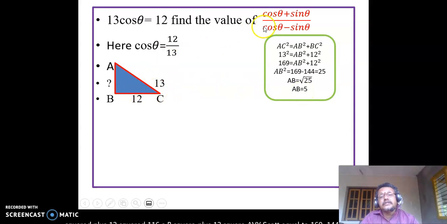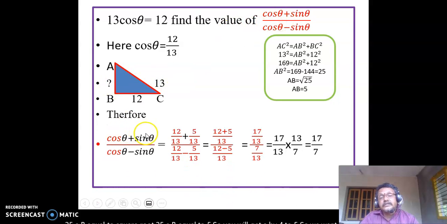So we want sin theta. Cos theta is given, sin theta equals 5 by 13. So substitute for this. Cos theta plus sin theta is 12 by 13 plus 5 by 13. So 13 is common here, the denominator is common, so we can add the numerators. 12 plus 5 is 17, so 17 by 13.